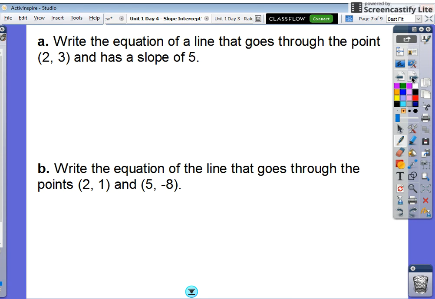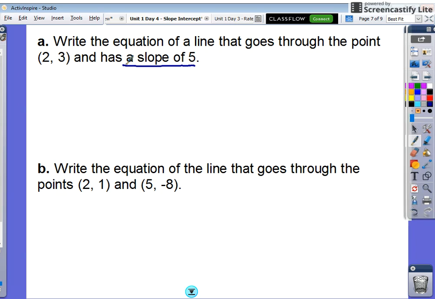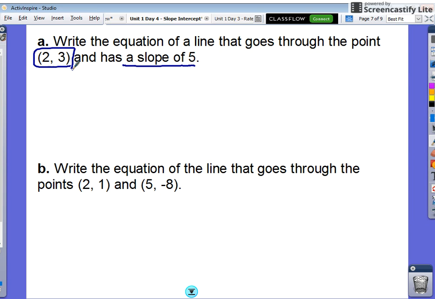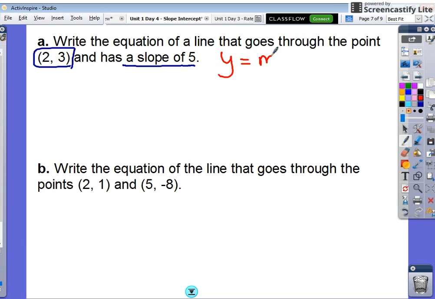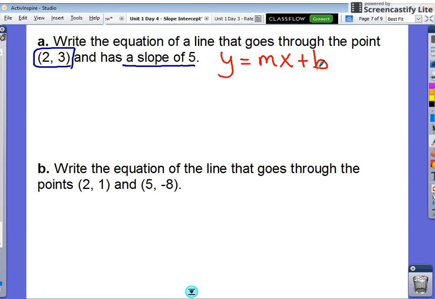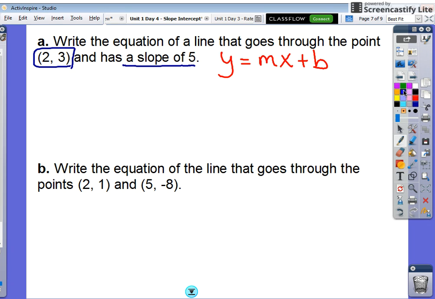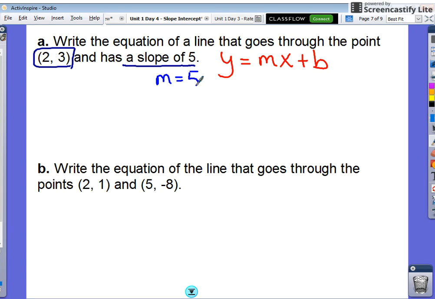All right, now let's move on to writing the equation that passes through a point and has a slope of a particular number. So we have the point that we're given. Our point is (2, 3), and we're given our slope. What I want you to remember is that we're still writing our equation in y = mx + b form. So we know a couple of these things. We know our slope, that's 5. But we don't actually know the y-intercept in this case.